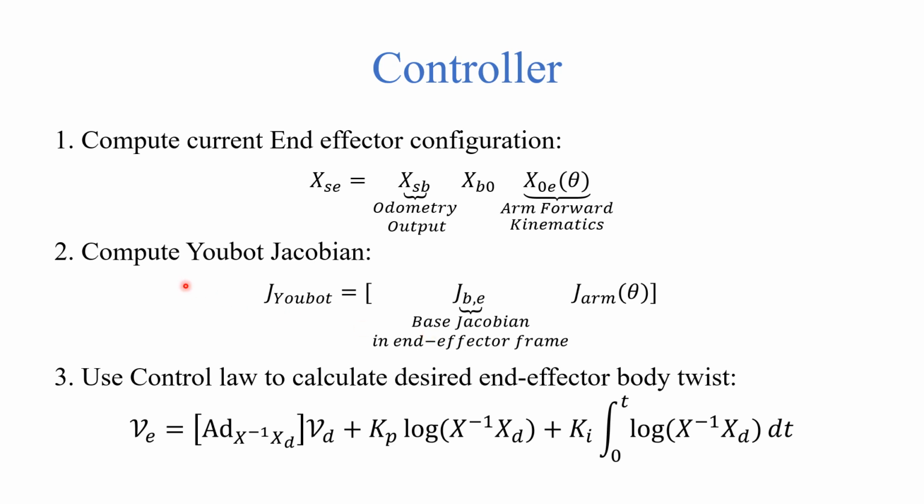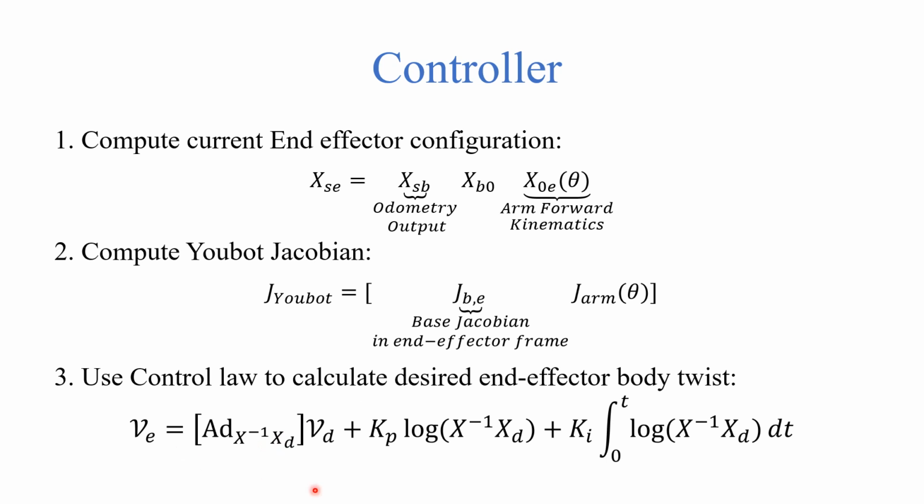We then move on to compute the Youbot Jacobian, that is the full Youbot Jacobian. We do that by stacking the base Jacobian. We should, however, note that we should express this in the end effector frame. This can be easily achieved by multiplying by the correct transformation matrices. We also stack the Jacobian of the arm, which is a function of the joint variables. We then use the control law given in this equation to calculate the desired end effector body twist.